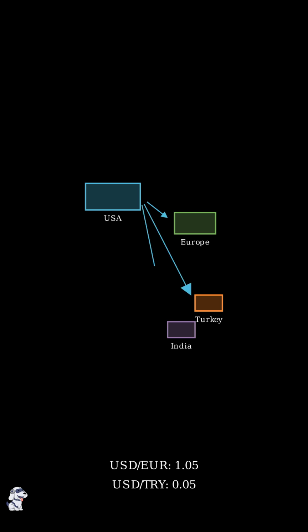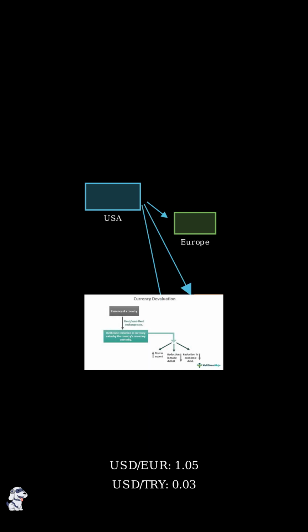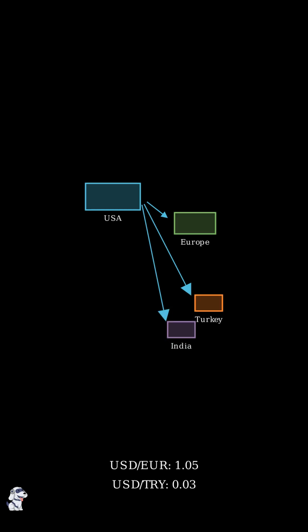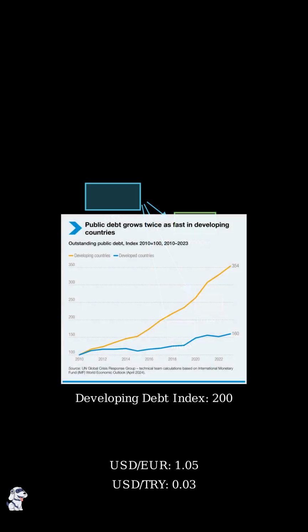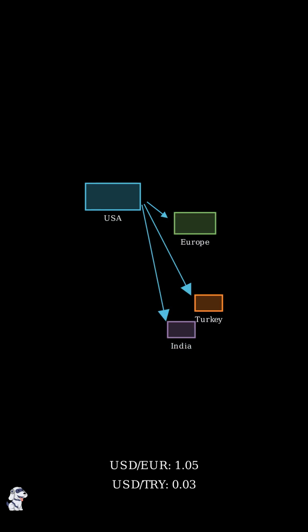Take the 2022 rate hikes, for example. Investors pulled money out of Turkey, causing the lira to plummet against the dollar. This made dollar-denominated debts far more expensive for Turkish businesses and the government. Developing countries like Turkey and Argentina faced soaring borrowing costs and inflation as their currencies fell. Meanwhile, stronger U.S. assets attracted funds, creating a global tug-of-war for capital.